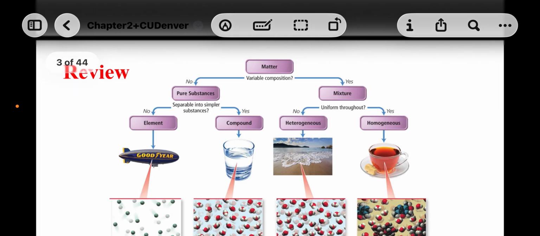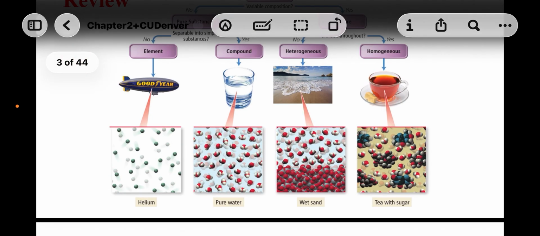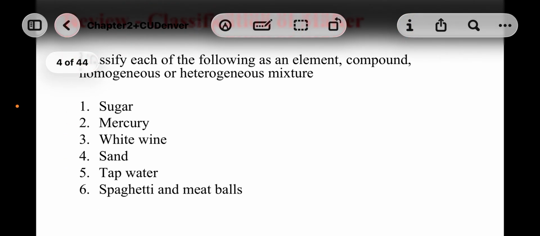Let's start with the classification of matter. Matter can be broken into elements, compounds, and mixtures. Elements are pure substances like mercury. Compounds are combinations of elements in fixed ratios, like sugar, calcium carbonate. Mixtures can be homogeneous, like white wine where the composition is uniform, or heterogeneous, like sand or spaghetti and meatballs, where you can see different components.